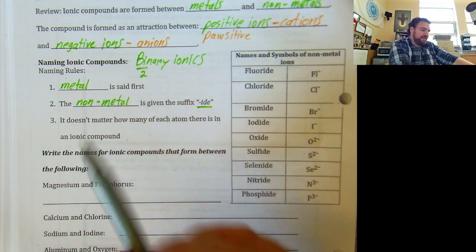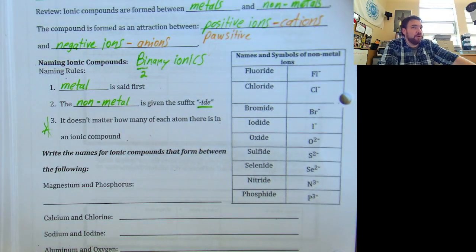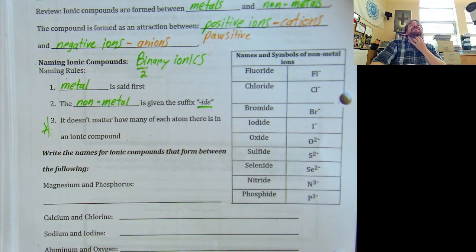And when we look at, put a star here, when we look at covalent compounds, that's not true. Because covalent compounds are the ones that share, and they sometimes share in different ways. So the metal is said first, the non-metal is given the suffix IDE, and I've got a bunch of examples for you here. So you guys can get used to where that IDE gets placed.